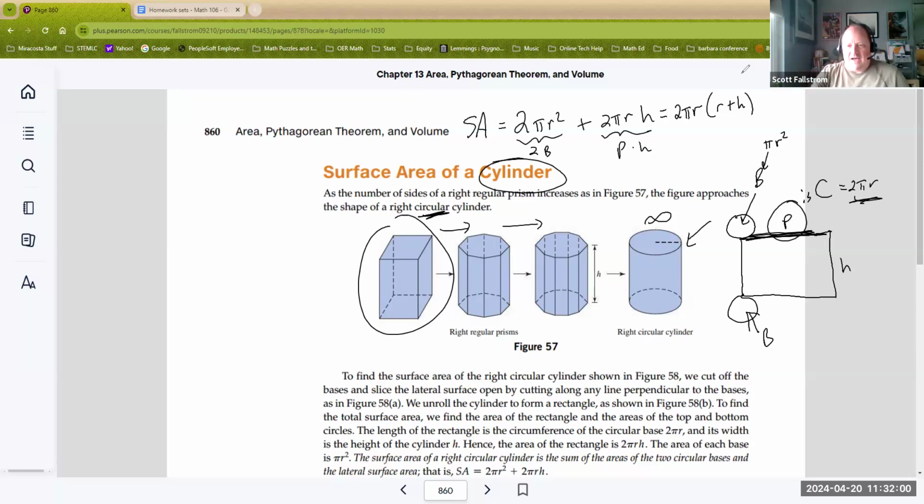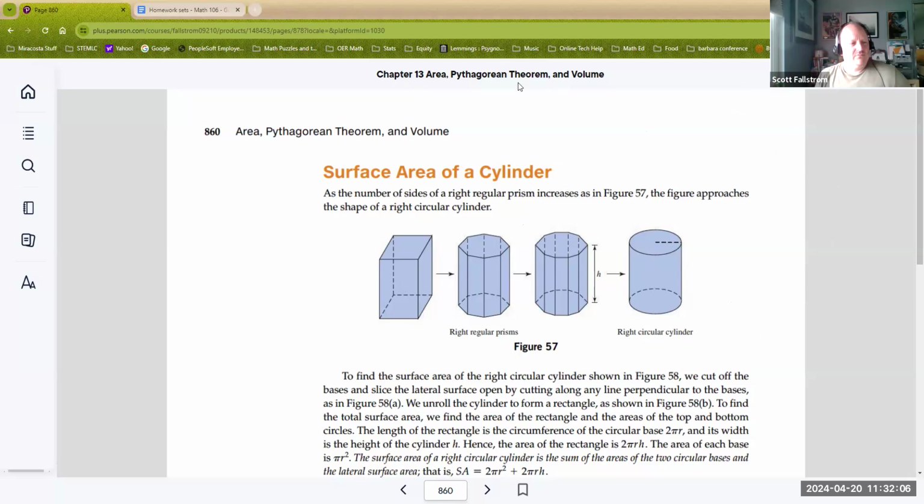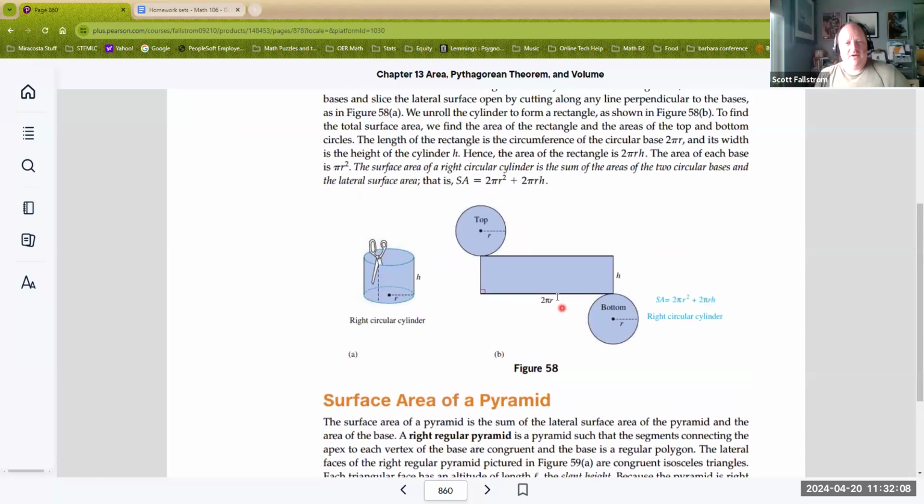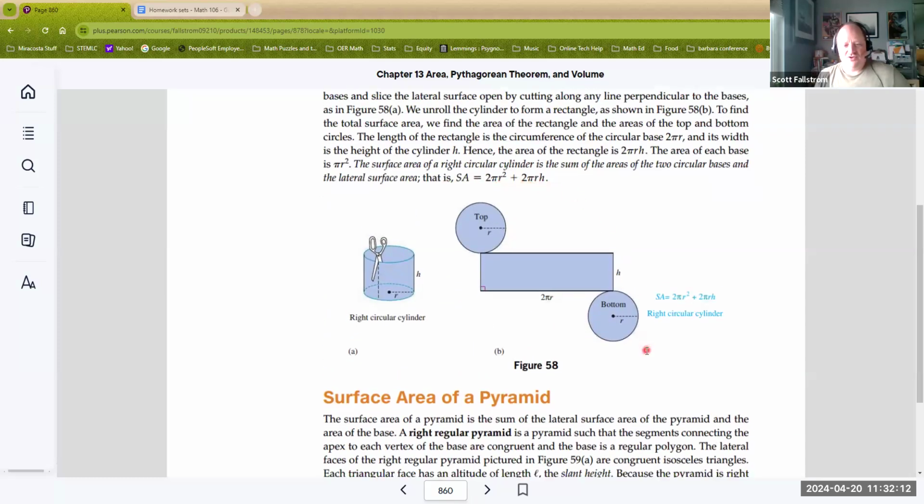But again, I don't personally think that's necessarily critical. All right, so there you go. And there it is, says it right there. Surface area is 2 pi r squared plus 2 pi r h.